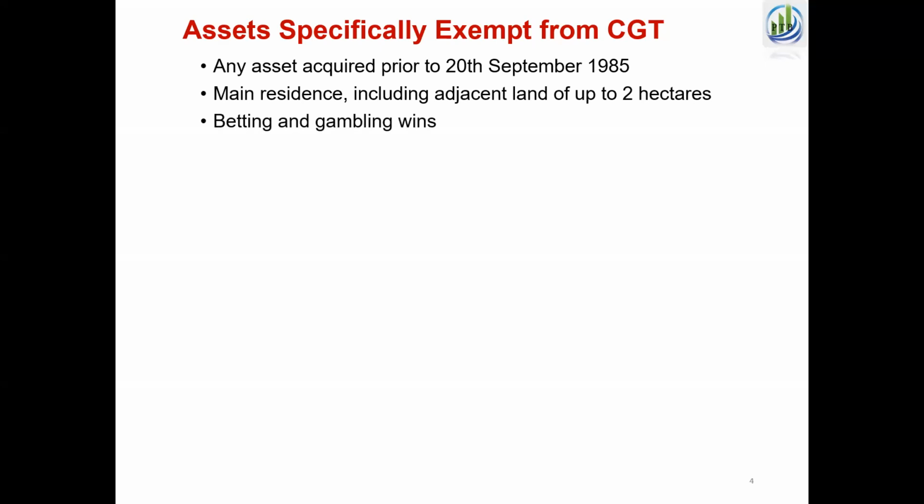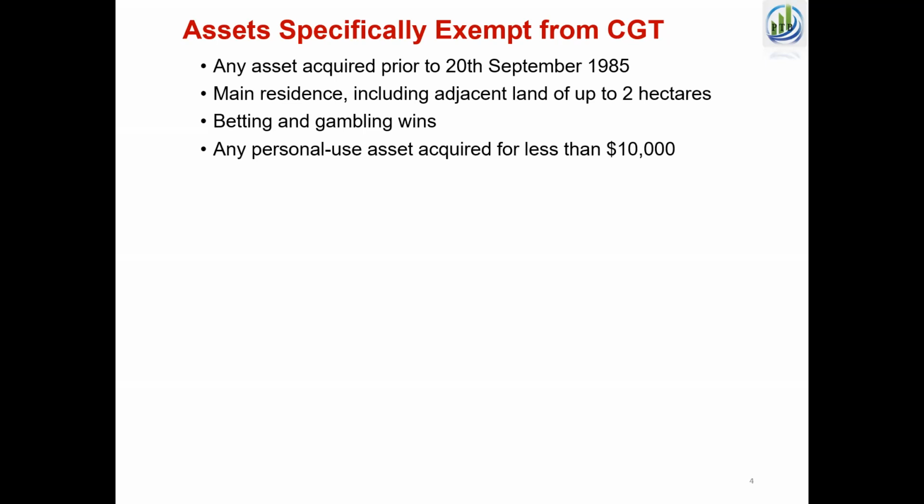Other one, betting and gambling wins, as we discussed last week. There's no need to pay capital gain or any other tax unless you are doing it as employment. Any personal use asset less than $10,000, we no need to pay the capital gain. So what's the meaning? If you purchase a dining table for $8,000 and now you are selling for $12,000, we no need to include it in the capital gain. The reason is the rule for the personal use assets.